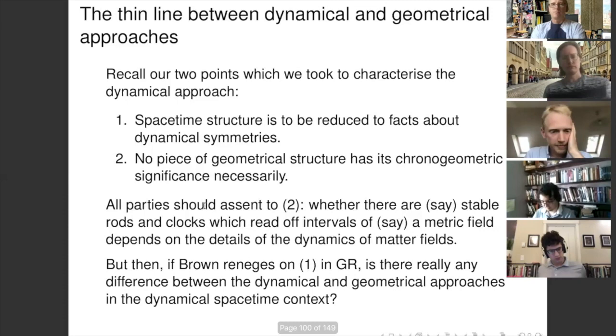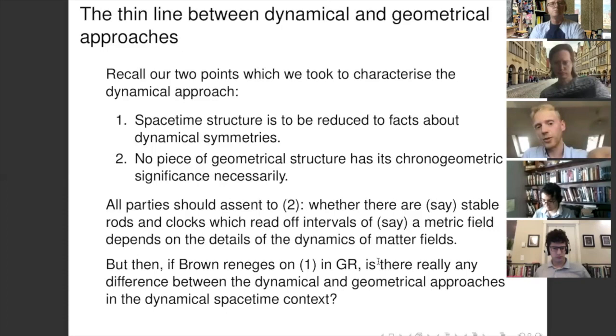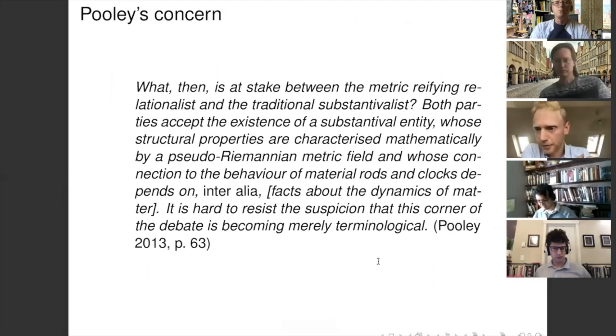A few people have picked up on this. I think the first person to pick up on it was Oliver Pooley, who basically said, if the proponent of the dynamical view gets rid of point one here, then there's really not much left of the difference between the dynamical view and what I've been calling the qualified geometrical view. So here's Pooley's quote on this. Here he is talking about the difference between the dynamical and geometrical views, although he has put things in terms of the language of substantivalism and relationalism. But let me just read it out.